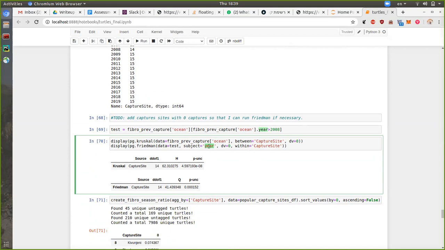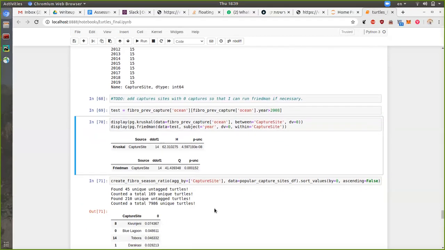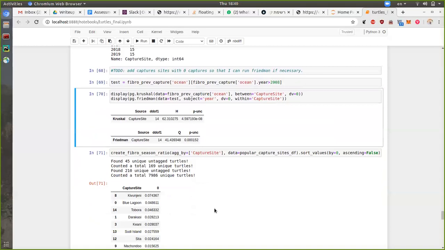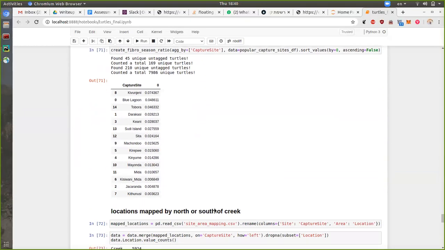Yeah, I'm following you. Okay, cool. By year. So the subject is the year, and the within is the capture site. So we're saying that most of the variability will be explained by the difference in the years, right? That's why subject is year. And we're looking for smaller differences between the capture sites. And doing the Friedman, we get a super high p-value, which is cool and obviously expected, because we saw that some capture sites have nothing and some have something.